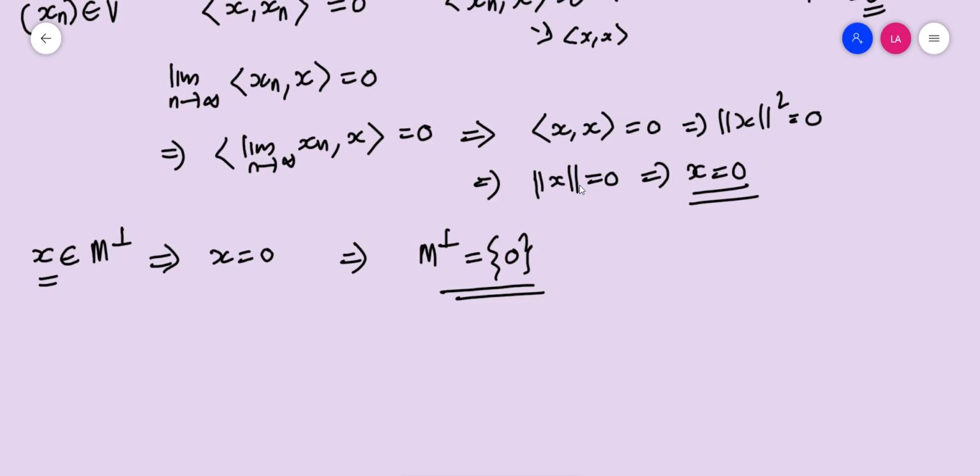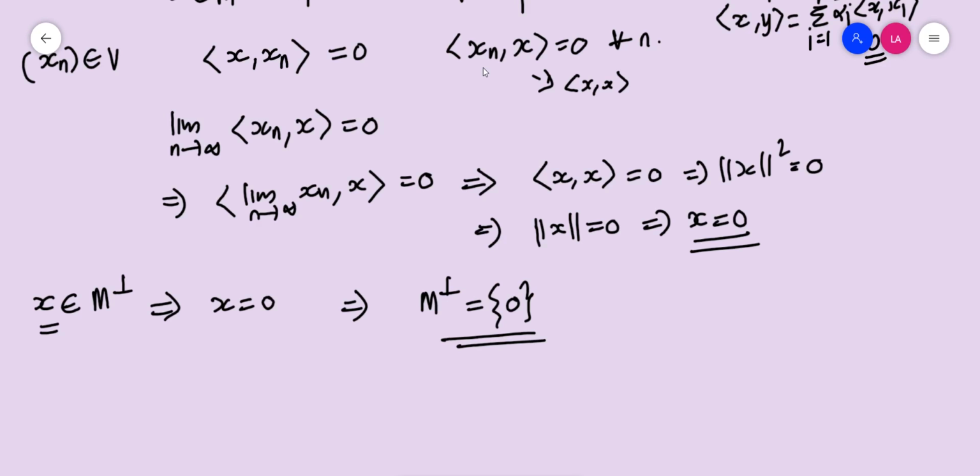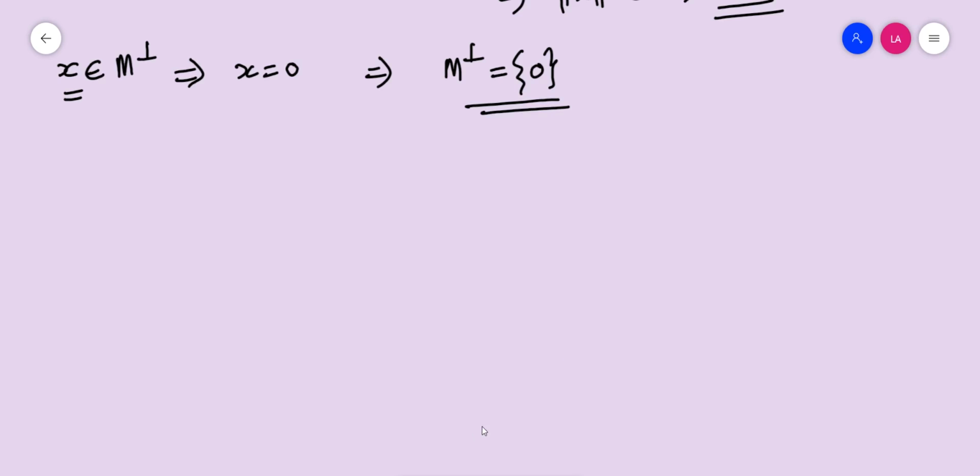Here the argument that span M is dense is essential, because without it we cannot find a sequence xn such that xn converges to x, and without it we cannot say that the inner product <xn, x> is equal to 0, which further implies that x is equal to 0. So that's an essential argument. Okay, so the first part has been proved. Whenever span M is dense in H, M perpendicular is equal to only the set {0}.